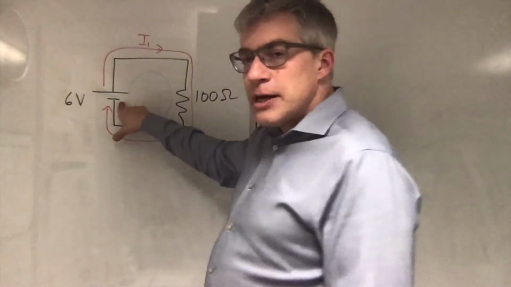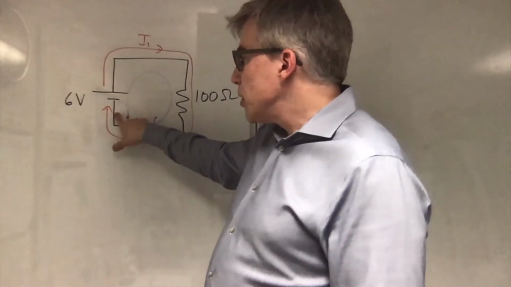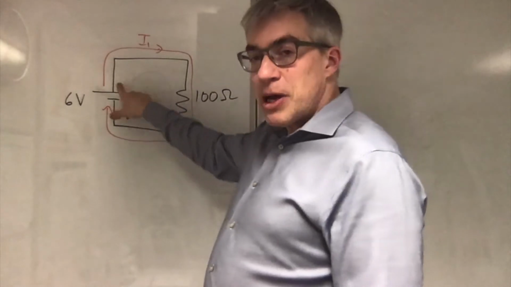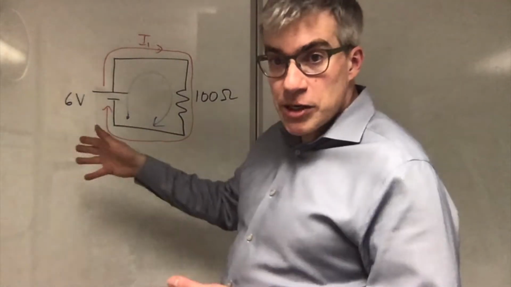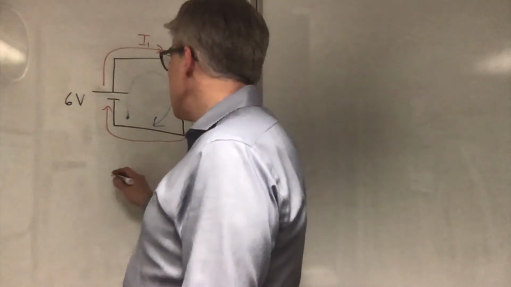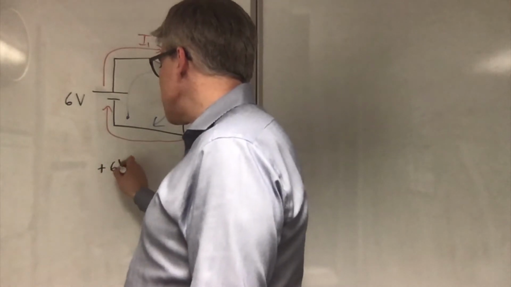The first thing we encounter is a battery. We are going in the negative end and out the positive end, which is the correct way to go through for current to go through a battery, which means we get a positive 6 volts.